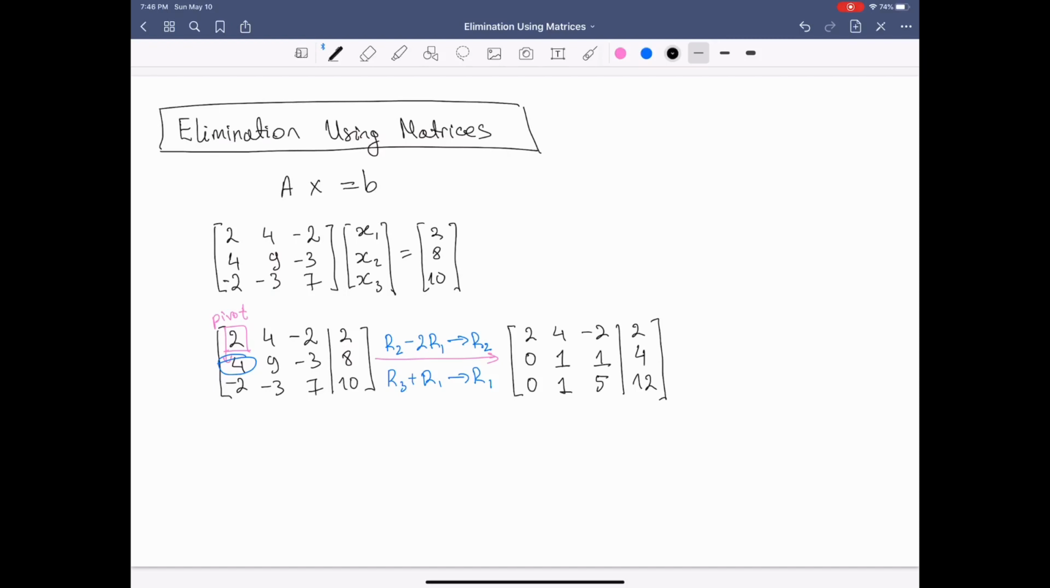Now what happens in the simplified system? Recall that the first column here is coefficients for x1. The second column is coefficients for x2, and the third column is coefficients for x3. Well, looking into the first column over here, you see that only the first row has a non-zero coefficient for x1, whereas the second and third rows have these zeros, which tell us that x1 does not show up in the second and third row.